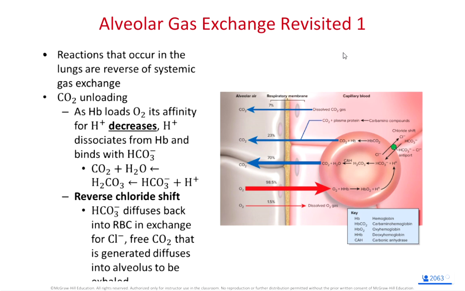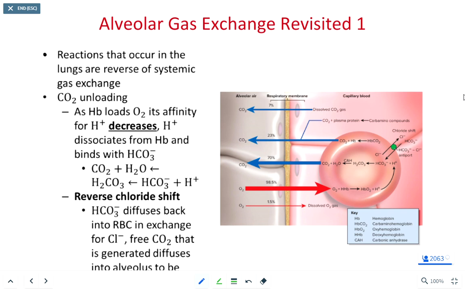So we need to find a way to take this carbon dioxide, this ion that preferentially likes to be dissolved in liquid, and find a way to dissolve it in a gaseous solution in the air we exhale. And we go through a reverse chloride shift. So I'm going to go from the bottom of the slide up to follow the reaction mechanism from start to finish. We'll start with a bicarbonate ion in our blood plasma.